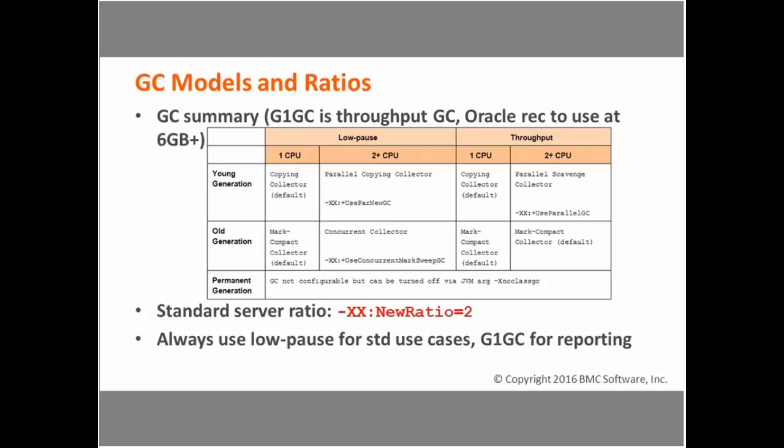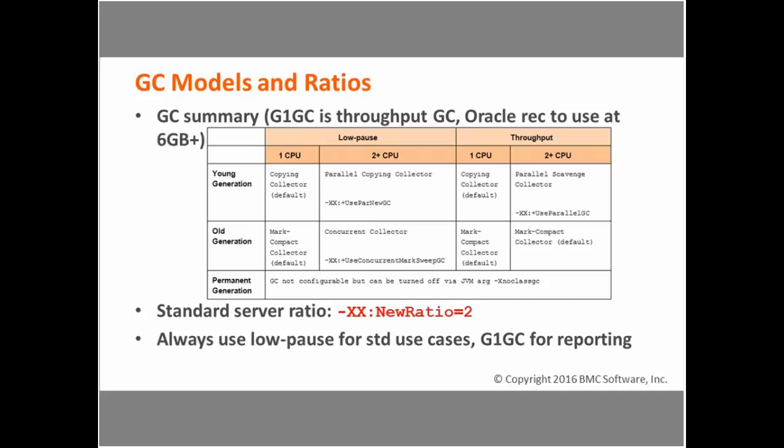By default, the new ratio, that is the ratio of the young to old generation, should be 2. That is 1/3 young generation, 2/3 old generation. That's 1 to 2, right? That's the number 2. It's not set. You have to do that. Okay, so right now, go back to any of your JVM, and if you don't see it, put it in, because I can guarantee you there's a defect.